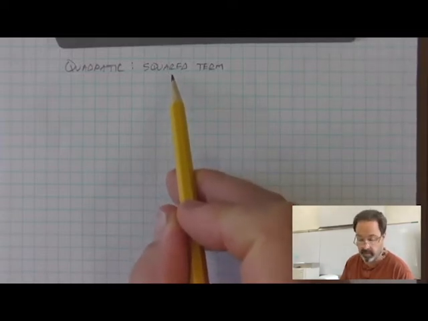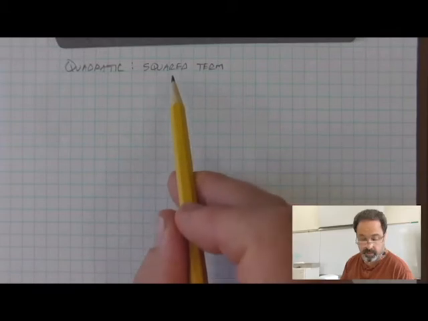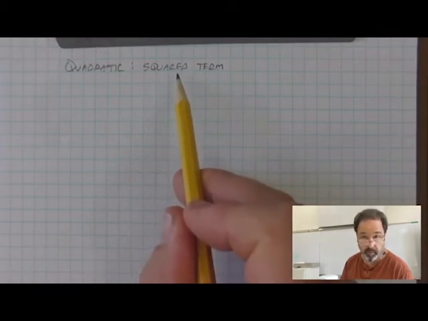If you had a term that had a power of 3, it wouldn't be quadratic. We might call it cubic. So a quadratic equation is one that has a squared term, and that square is the highest exponential value.